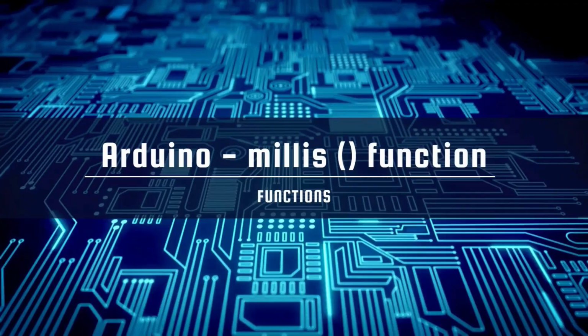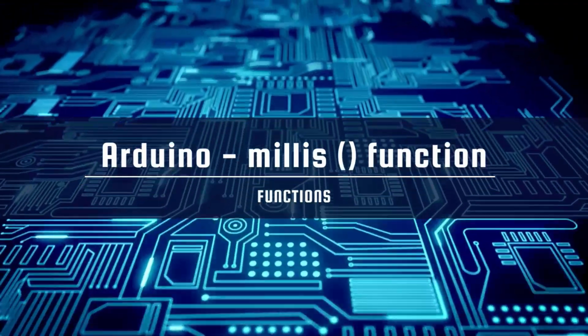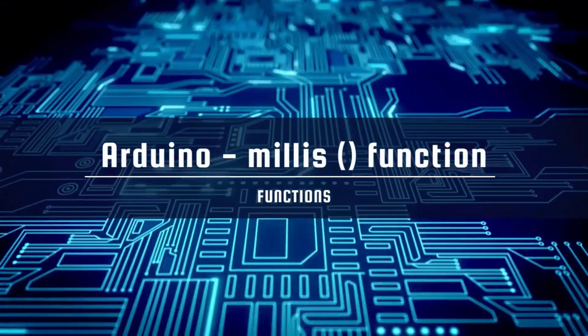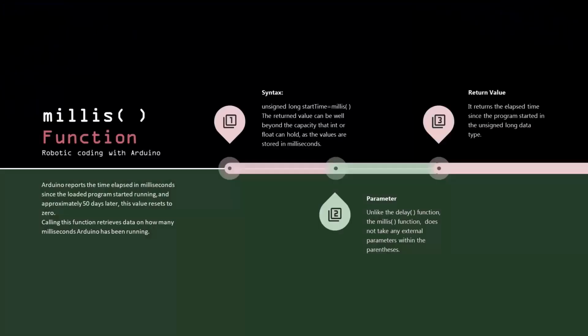Hello. In this section of our Arduino robotics coding tutorials, we will learn the usage of the Millis function. The Millis function tells us how much time has passed in milliseconds since the moment the program on the Arduino board started running. This function is extremely useful for keeping track of time without stopping the program. However, it's important to note that after approximately 50 days, the value returned by Millis resets back to 0.